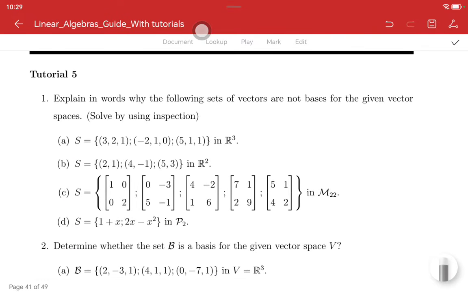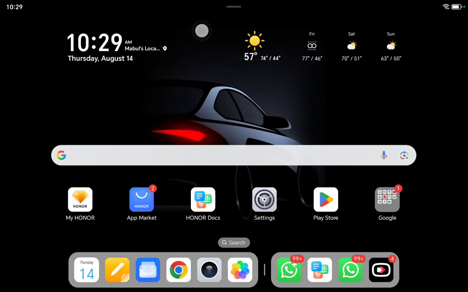Now let's look at this tutorial. I think we've already done these 3, and I told you to go and finish this one because it was too long. So let's look at this one. We're going to look at D. On D, we are given that we have 1 plus x and we have 2x minus x squared in P2.